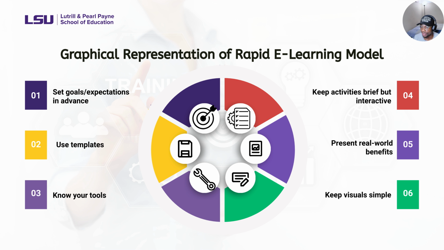In other books or in other characterizations of the rapid e-learning model, people do come up with different stages, but this is what I ended up with. You set goals, use templates. We are using templates because we want to work faster at a lower cost. So we're not going to try to create everything from scratch. And you have to know your tools. You keep activities brief, of course, brief is underlined. Present real world benefits and keep visuals simple.